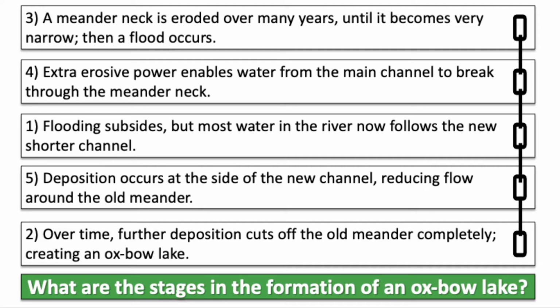Deposition occurs at the side of the new channel, reducing flow around the old meander, and over time further deposition cuts the old meander off completely, creating an oxbow lake. So what you will notice is missing here is stages in the formation of a meander. Students sometimes get confused here and start talking about how a meander is formed. That's not what you are being asked for here. You are looking at the stages of just the oxbow lake itself.